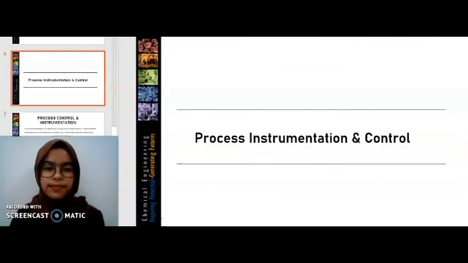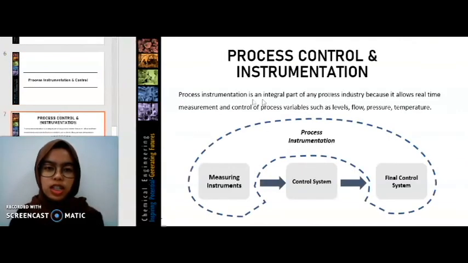Thank you. Hi, my name is Maisara. Okay, process instrumentation and control is necessary to maintain the process performance and efficiency. Brief introduction: instrumentation is used to monitor and control the operating conditions of the facility. It can be categorized under two main functions.